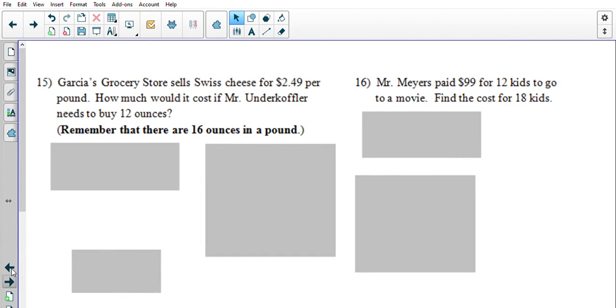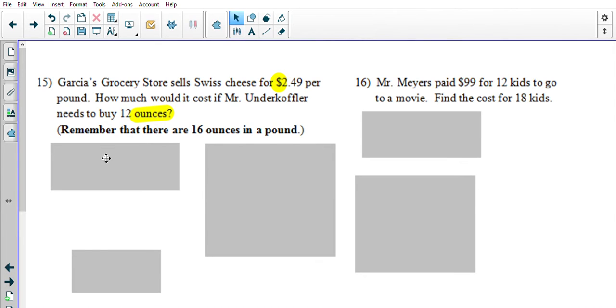All right, let's take a look at a few more. So number 15 is a little higher level here. It says Garcia's grocery store sells Swiss cheese for $2.49 per pound. How much would it cost if Mr. Underkoffler needs to buy 12 ounces? So we're talking about dollars and pounds, but also ounces here. Well, if we're trying to figure out how much it's going to cost if we buy 12 ounces, let's use dollars and ounces instead of dollars and pounds. And we'll show you how to deal with this in just a moment. We've got dollars and ounces.